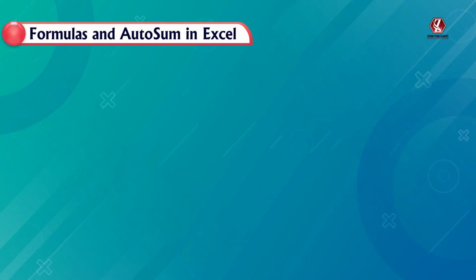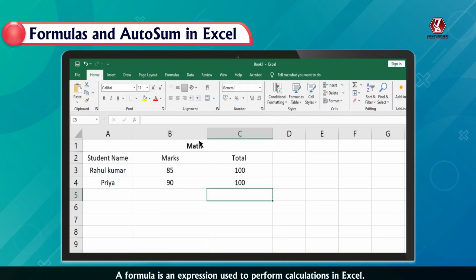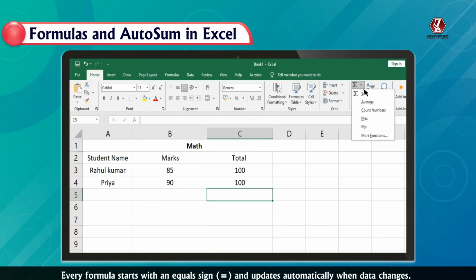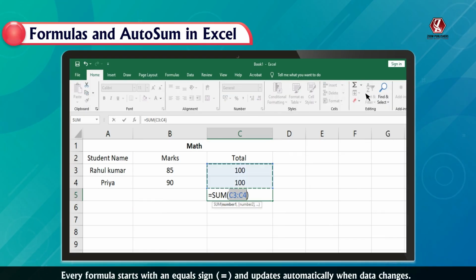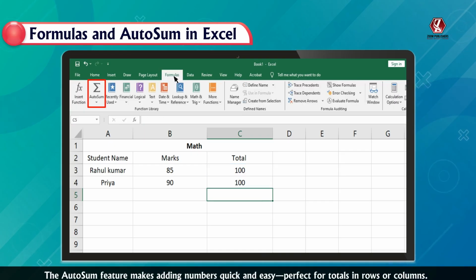Formulas and AutoSum in Excel. A formula is an expression used to perform calculations in Excel. Every formula starts with an equal sign and updates automatically when data changes. The AutoSum feature makes adding numbers quick and easy, perfect for totals in rows or columns.